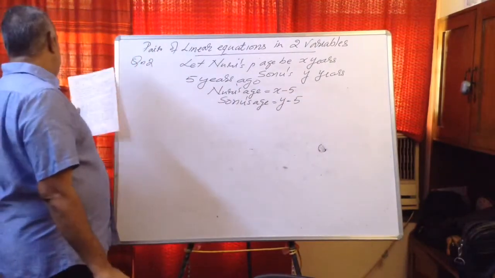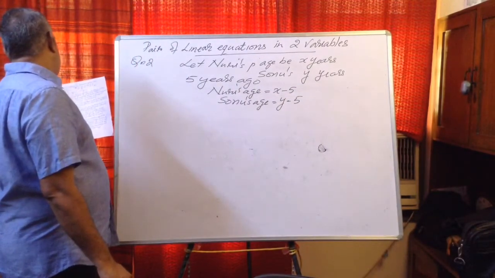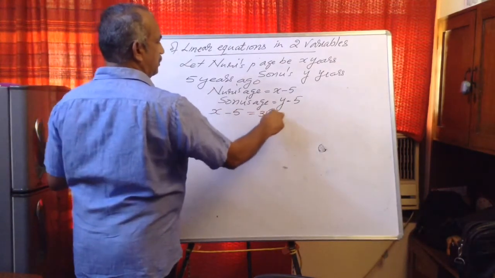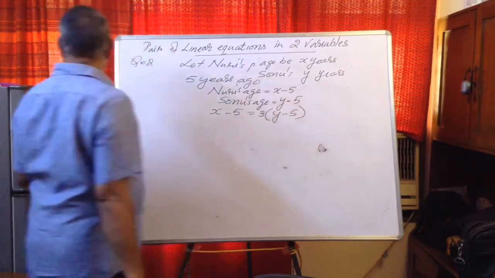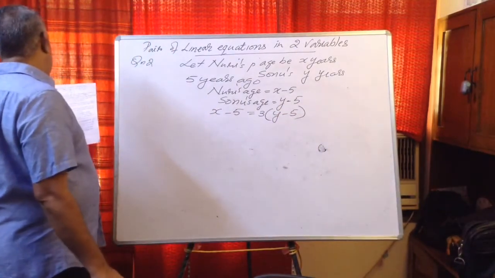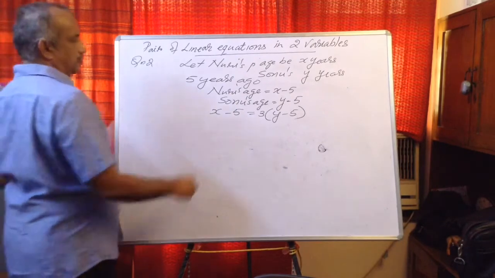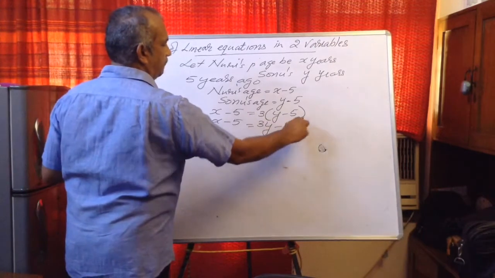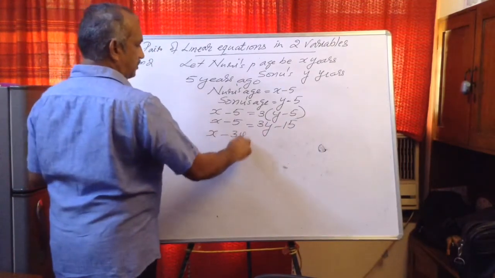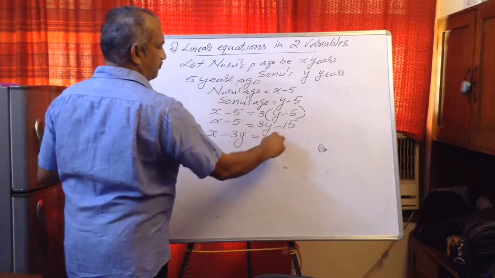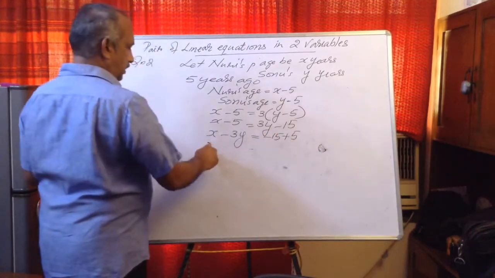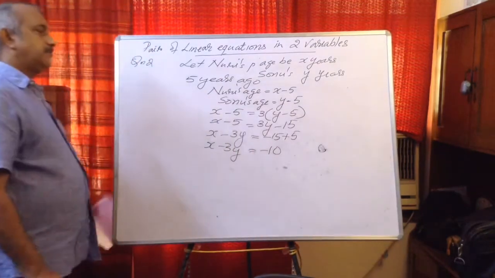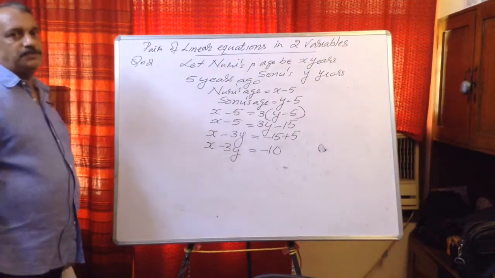Then 5 years ago, the question says Noori was thrice as old as Sonu. So x minus 5 is equal to 3 into y minus 5. Open the bracket: x minus 5 is equal to 3y minus 15, or x minus 3y is equal to minus 15 plus 5, or x minus 3y is equal to minus 10. We get the first equation. Now similarly we have to find the second equation.